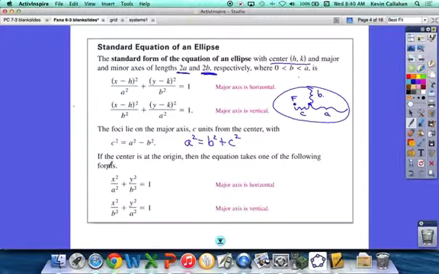Okay, and then like they did with the parabola, they gave us versions of these standard equations if the center is the origin, meaning you're not subtracting anything from x and y, then it looks like this.